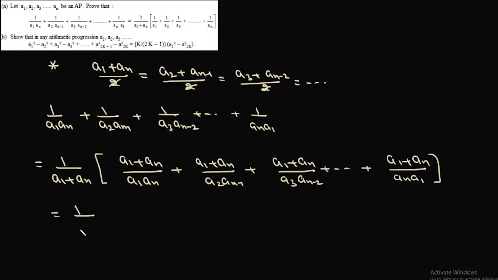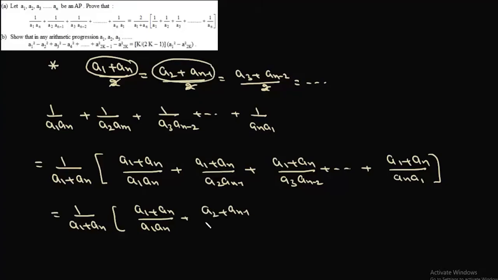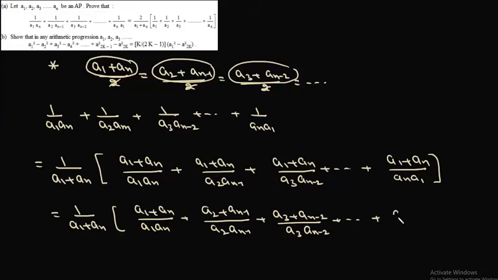Now we can write this as 1 upon a1 plus an, and this is (a1 plus an) upon a1an. Now we know that a1 plus an is also equal to a2 plus a(n-1). So we'll replace it here. So we'll write (a2 plus a(n-1)) upon a2a(n-1). In the same way, a1 plus an is also equal to a3 plus a(n-2). So it will be (a3 plus a(n-2)) upon a3a(n-2). I'll continue up to (a1 plus an) upon ana1. Now what we'll do is we'll split these terms.